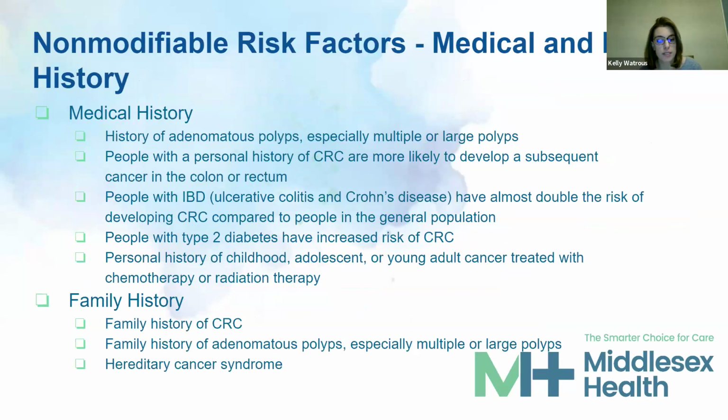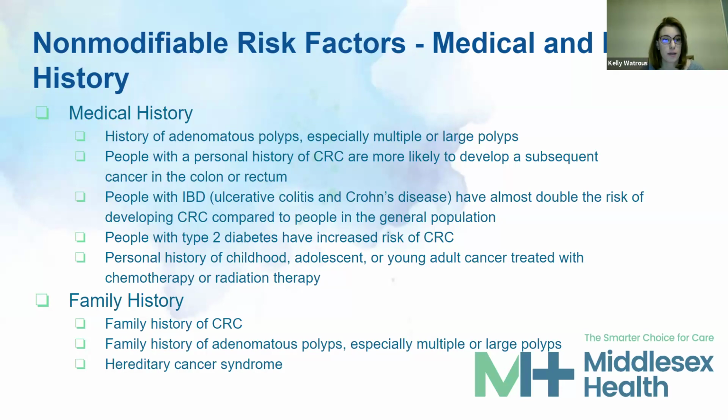And the other category of risk is non-modifiable. This is broken out into medical history and family history. For medical history, you'll notice that word again, adenomatous. If you have a history of adenomatous polyps, especially multiple or large polyps, if you have a personal history of colorectal cancer, you're actually more likely to develop a subsequent colorectal cancer in your lifetime. Just because you've had colon cancer once doesn't mean you're off the hook, unfortunately. If anything, it means you're more likely to have another.